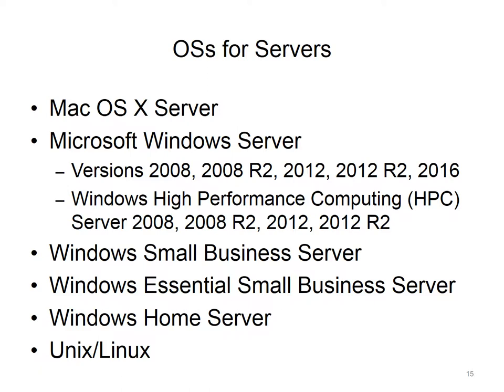Microsoft Windows Server was introduced to follow Windows NT for large server applications. Since then, there have been several versions released, with the latest being Windows Server 2016. Additionally, there are server OSs designed specifically for high-performance computing: HPC Server 2008, 2008 R2, 2012, and 2012 R2. On the smaller side, there are server operating systems for small businesses, medium-sized businesses, and home use. Finally, Unix and Linux can be used as an OS for a server.